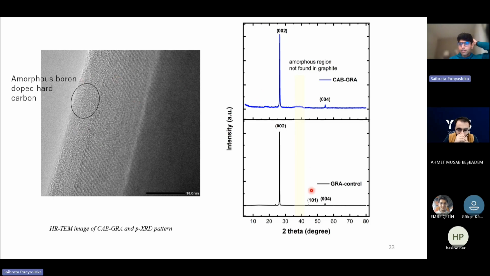And there was a little bit of amorphous nature, which was not found in graphite. Graphite is this one, the control. So that is the amorphous region which was found in this. This is an XRD plot.